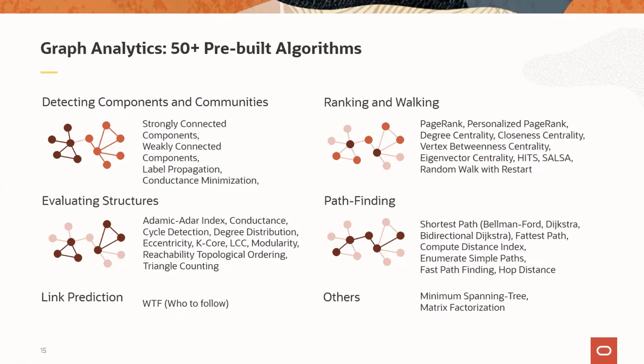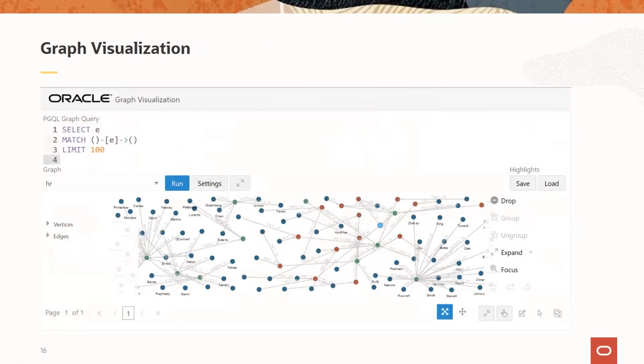Ranking and walking to identify the importance of a node, path finding, and so on. So you can see here we have a comprehensive set of algorithms, various flavors of the algorithms, like we talked about shortest path, or Dijkstra's algorithm, Bellman-Ford. So we support a variety of algorithms that you can use in your business applications. And finally, the graph visualization tools. So query, analyze, visualize. These are the three key features, and we are going to also show you some examples of how you can submit a PGQL query here, run your query, and visualize the results in this graph, in your browser.